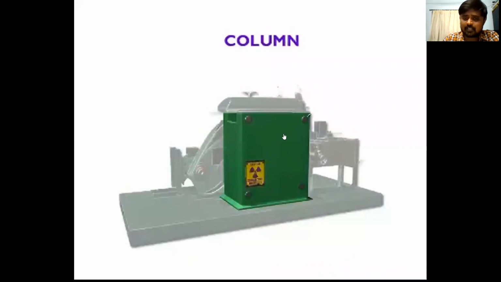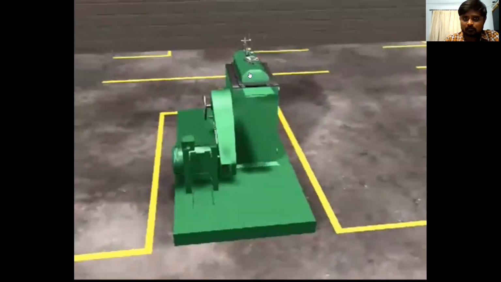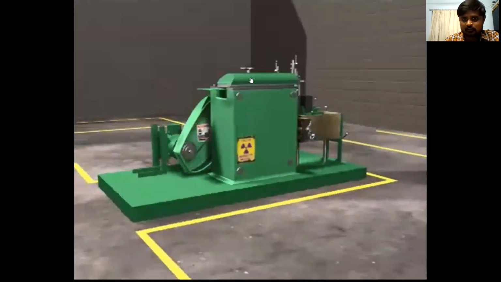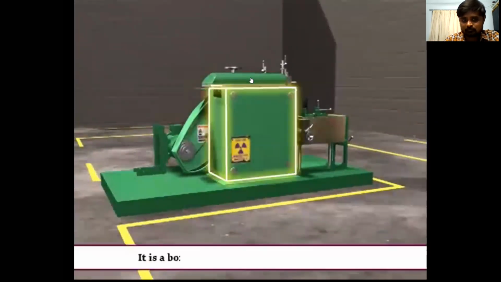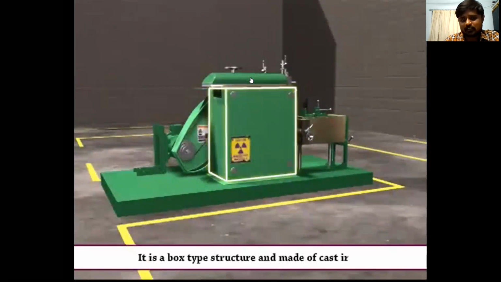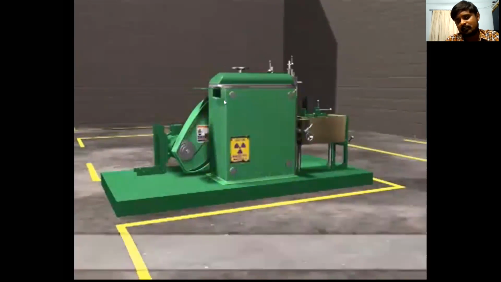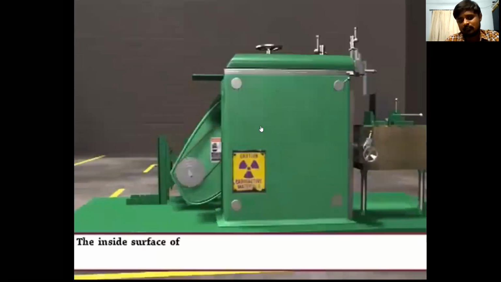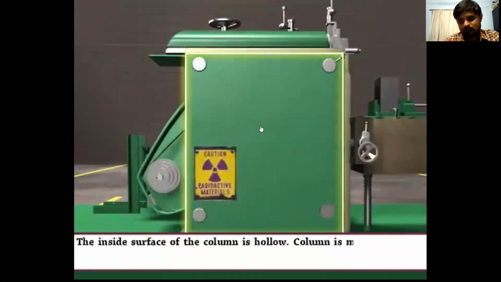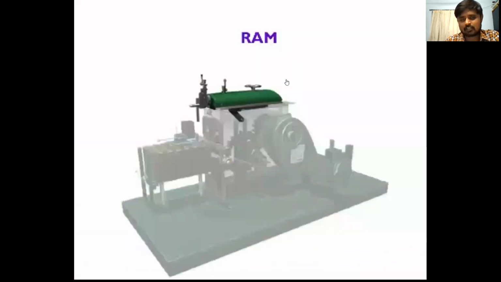And this is the column. It is a box type structure made up of cast iron. It is a box slab structure. The column is mounted on the base, so it will cover the complete working mechanism.